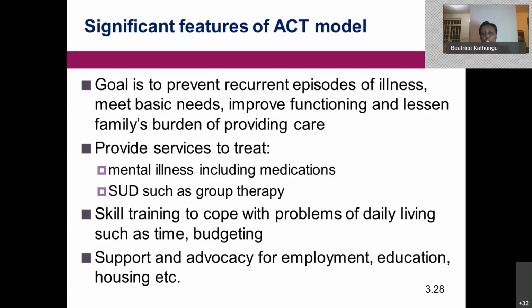So part of what this model is about, you're trying to build the client's capacity to take some level of functioning, to be able to create some level of independence and address some of their needs. Now, these services are provided to treat, for example, mental illness. It can include medications. So the psychiatrist can be part of this team, or the psychiatric nurse that visits the patient. It can also have activities like group therapy for SUD. So you might connect this client with some group that is working on SUD.